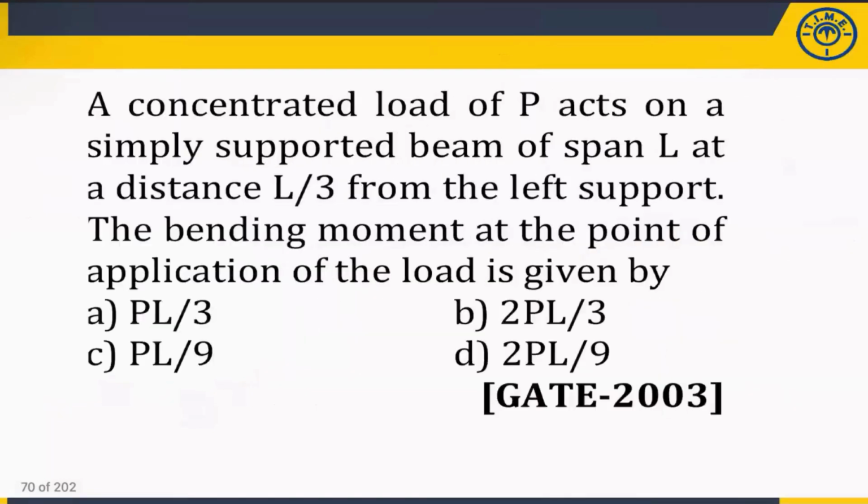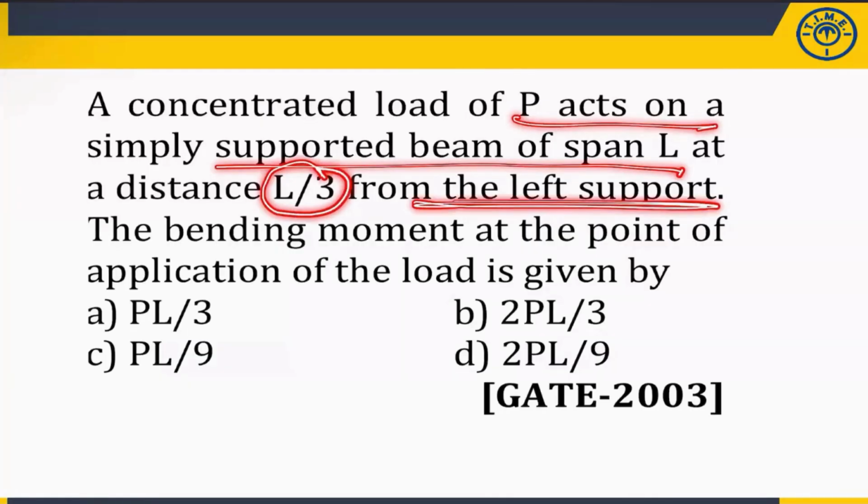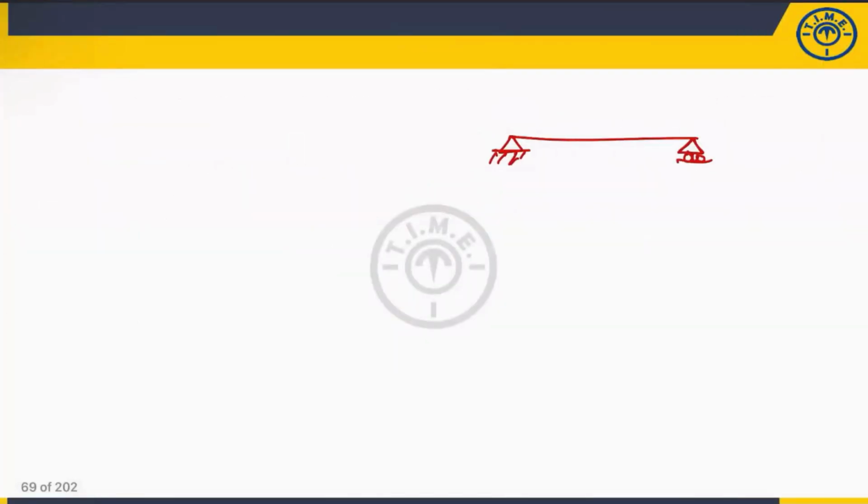Okay. Now, the next thing is a question based on how you will calculate the bending moment. One question is there: a concentrated load P acting on a simply supported beam. What do we mean by simply supported beam? Simply supported beam means there will be two supports at the ends, one is the hinge and another is the roller. Now, what is the question? P load is acting on a simply supported beam at a distance of L by 3 from the left support. L by 3 from the left support means this is the load. Let us suppose P, this is L by 3.